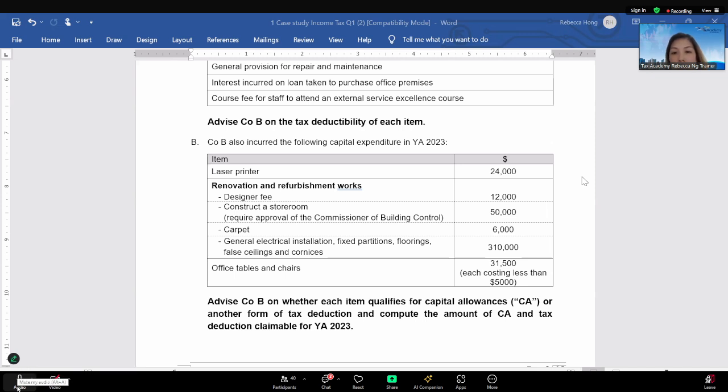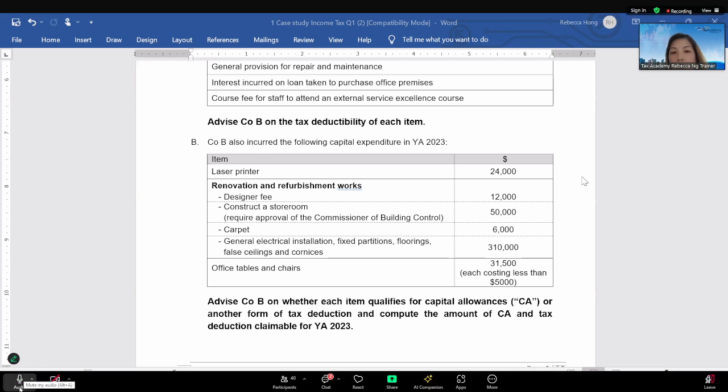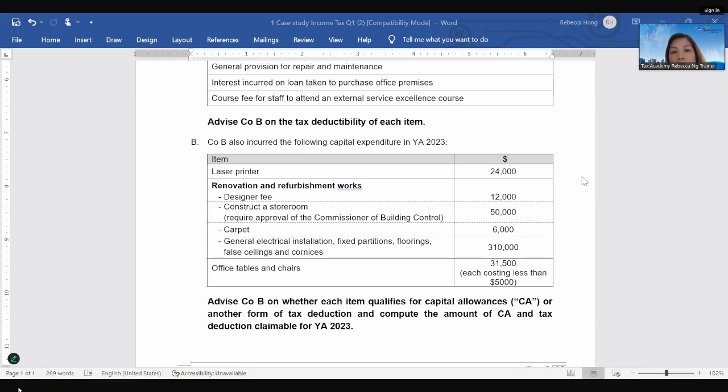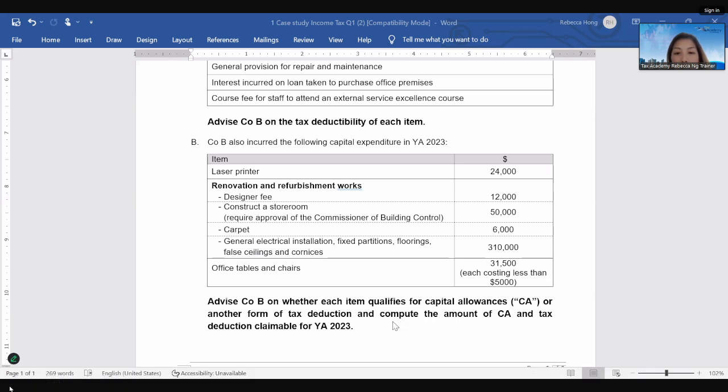So we just call it the general, no need to say which section 14N is, all these things. No need. Okay, so for refurbishment, you say allowable or not allowable, for example, designer fee, not qualifying for section 14N deduction or CA, because the question asks, is it allowable? If it is not allowable under section 14N, is it allowable under section 19 for CA? So you have to answer two. So you have to take note what the question is asking.